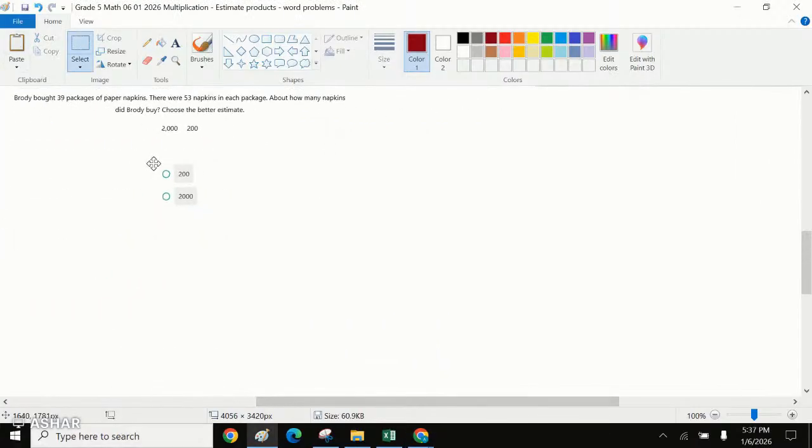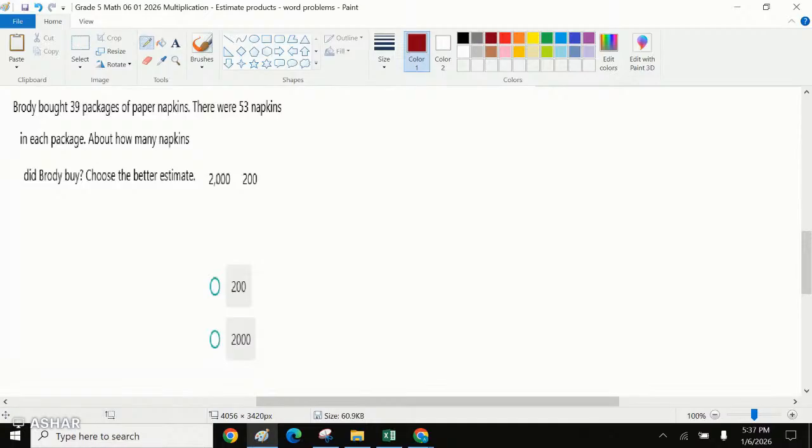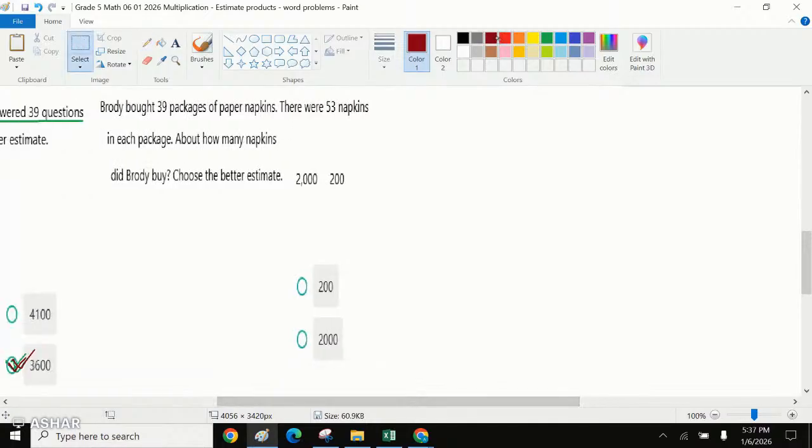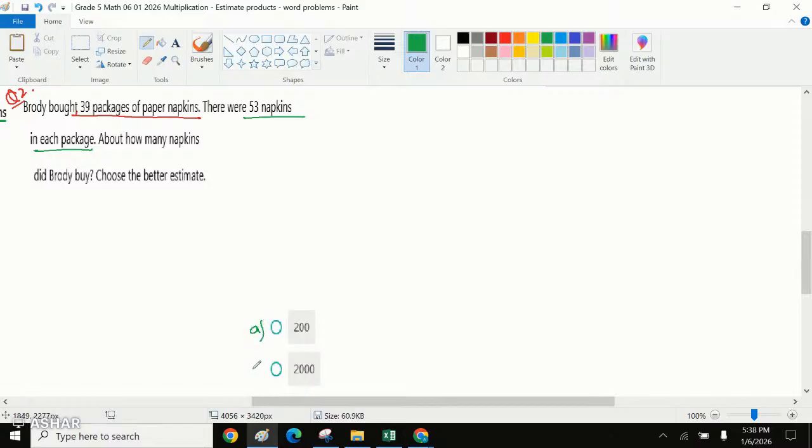And question number 2 says, from the test, Brody bought 39 packages of paper napkins, okay? There were 53 napkins in each package. We have two options for the answer, 200 or 2000. So which option should be correct? Option A or option B?